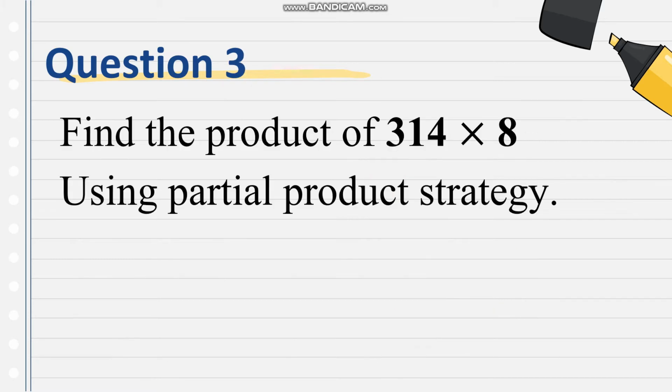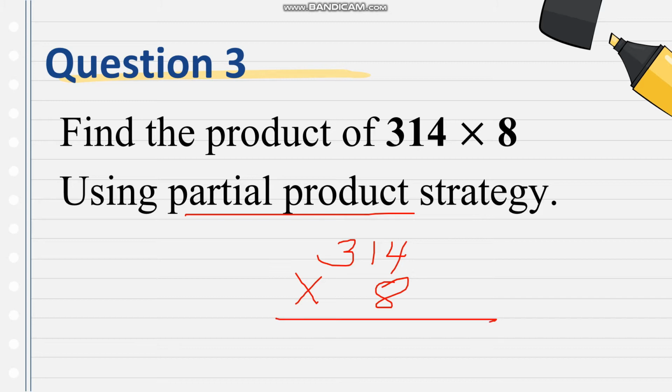Next, find the product of 314 multiplied by 8 using the partial product strategy. So partial product, it's the same, 314 multiplied by 8. To find the answer, it should be 300, this must be 10, and this must be 4. Why 300? Because it's in the hundreds place. 3 times 100 is 300.